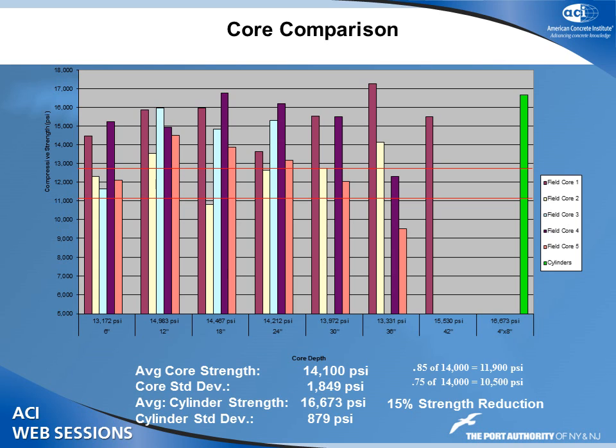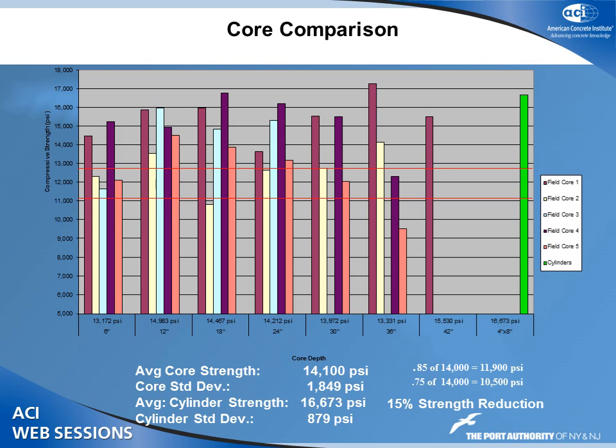Well, and here's the depth factor, 6 inches, 12 inches, 18 inches. It really didn't change that much by depth, okay? And when you add this all together and average it out, average core strength was 14,100. The cylinders were 16,670, okay? Interestingly enough, that was reduced by 15%. Now, nobody should write this down as this justifies the 85% cut. This is just coincidental. But anyway, that's the way it turned out.